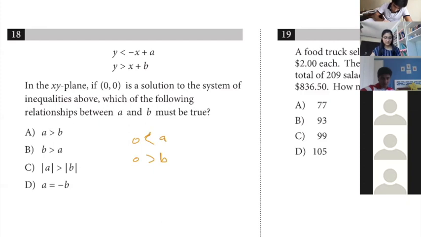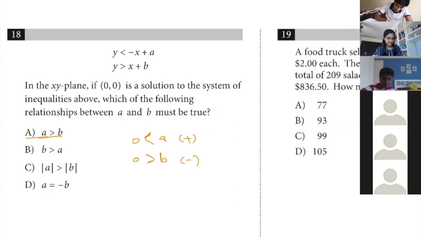So that means that A is negative, right? No, sorry, A is positive because A is greater than 0, and B is negative because B is less than 0. So therefore, B is less than A. Therefore, A is the answer.